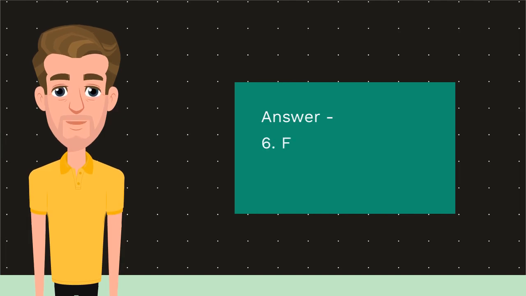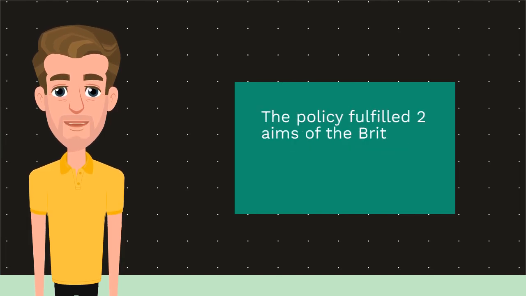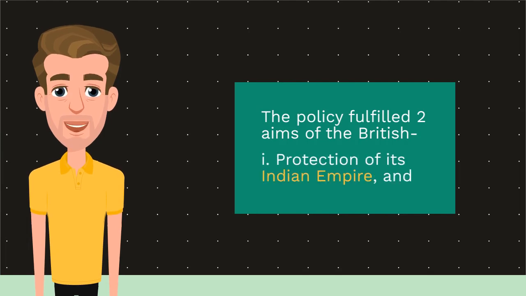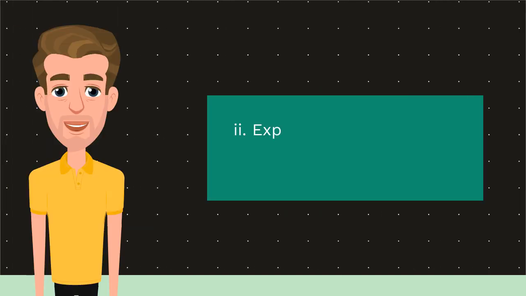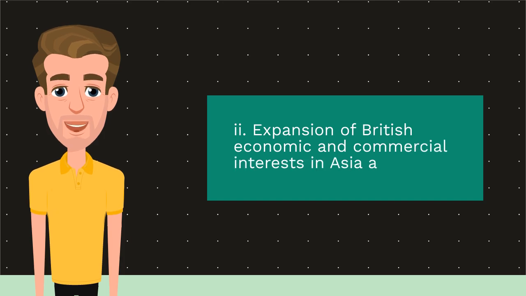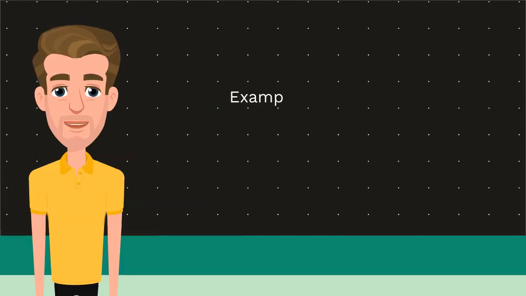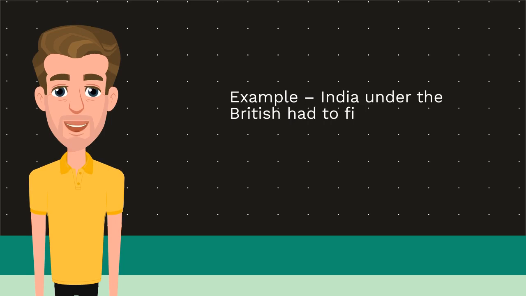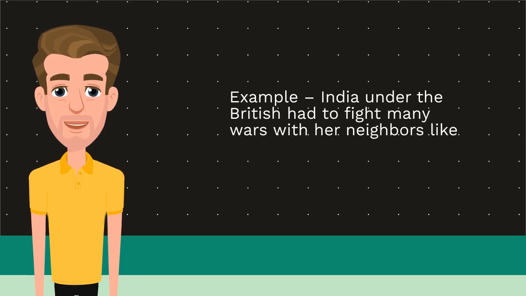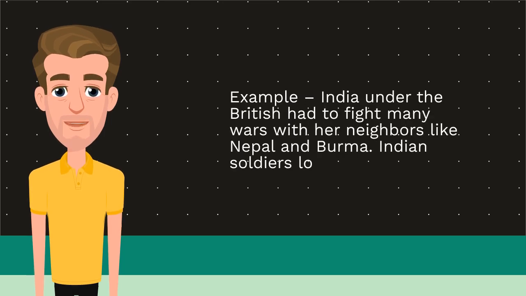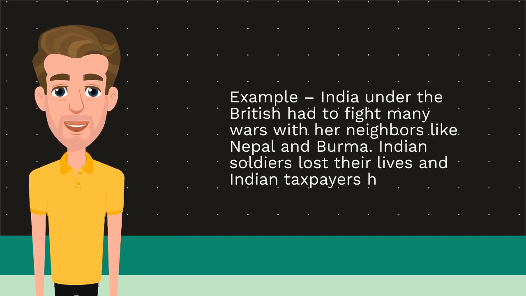Answer 6. Foreign policy: The policy fulfilled 2 aims of the British. 1. Protection of its Indian Empire, and 2. Expansion of British economic and commercial interests in Asia and Africa. Example, India under the British had to fight many wars with her neighbors like Nepal and Burma. Indian soldiers lost their lives and Indian taxpayers had to bear the cost of the war.